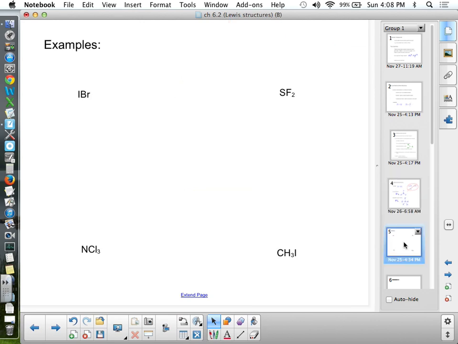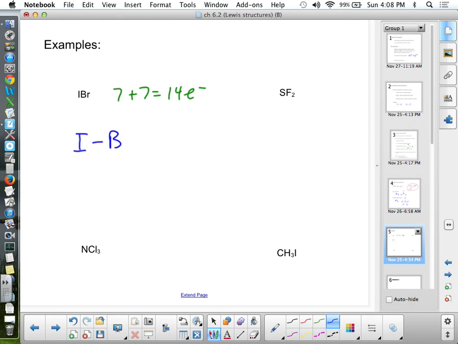So let's go ahead and do some examples. The first example is iodine monobromide, IBr. Step number 1 is to count the total number of valence electrons. Well, iodine has 7 valence electrons, and so does bromine, for a total of 14 valence electrons. I will connect the 2 atoms with a pair of electrons to form the covalent bond. Of the 14 valence electrons I have to use, I have used up 2 of them so far. So I will just distribute the remaining 12 as lone pairs.